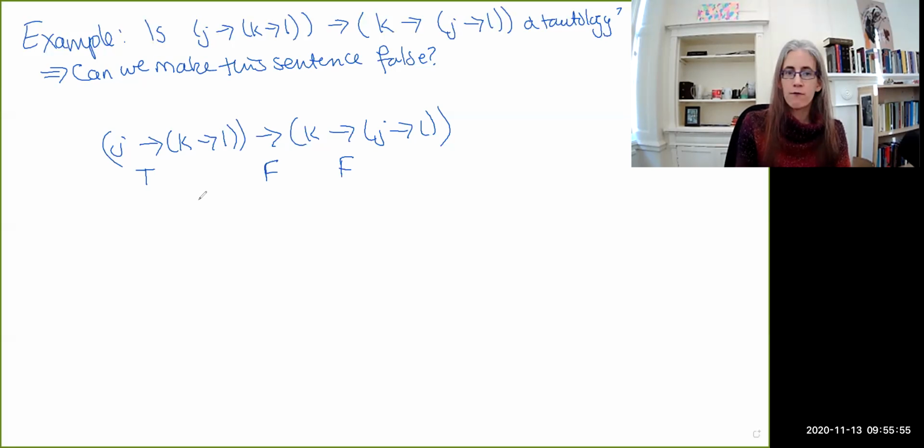Now, there are many different ways that a conditional can be true. There's 3 different ways. So let's look at the consequent rather than the antecedent, because there's exactly one way that we can make this sentence false.